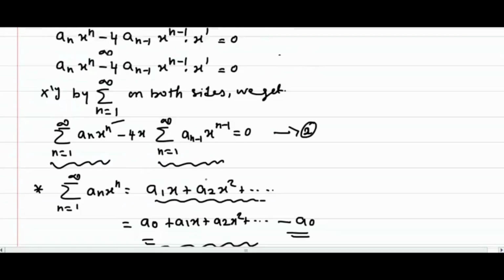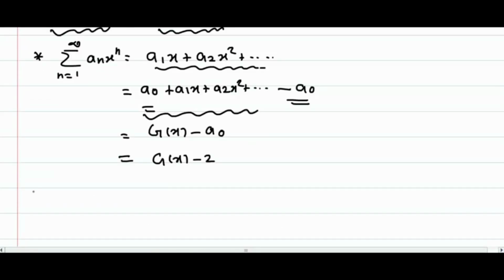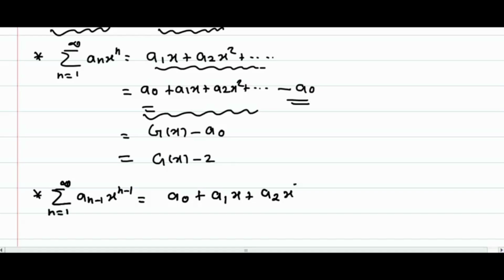Similarly, I will find the second term. What is the second term? The sum of a n minus 1 x power n minus 1. So for n equal to 1 to infinity, a n minus 1 x power n minus 1. Substitute n equal to 1, you get a naught, anything power 0 is 1. Substitute n equal to 2, we get a1 x. Substitute n equal to 3, we get a2 x square, plus etc. So what is this? It is the generating function: a naught plus a1 x plus a2 x square, that is nothing but capital G of x.